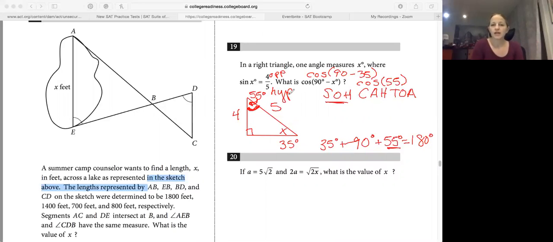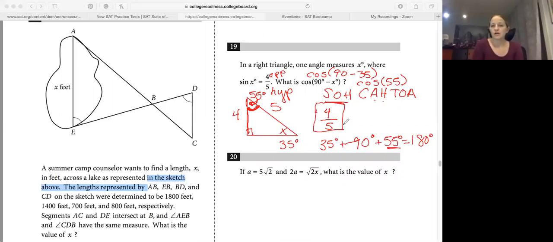So now the cosine of that, the adjacent side, 4, because remember, CAH means adjacent over hypotenuse. So what is adjacent to this angle? The 4. And what is the hypotenuse? 5. So adjacent over hypotenuse, 4/5.